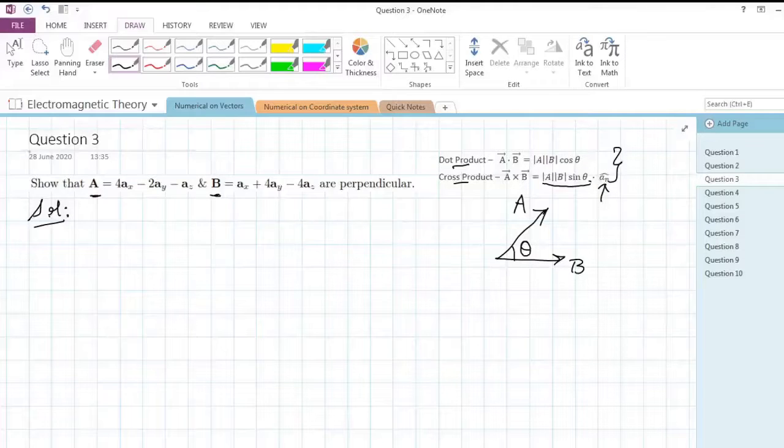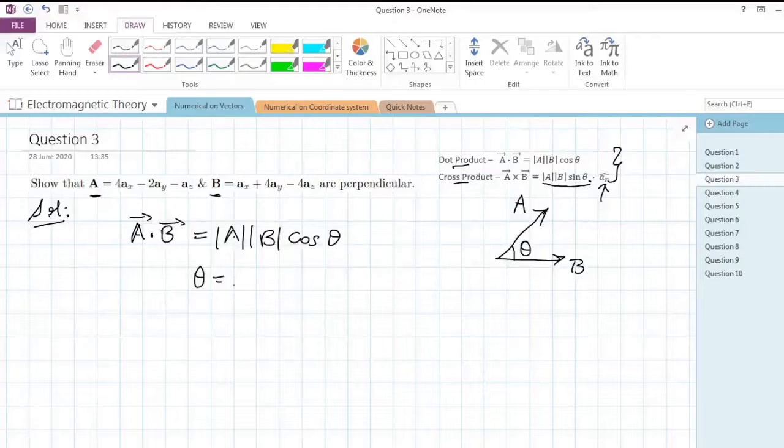So the formula, finally I'll write it down again, is this: A dot B is equal to magnitude of A into magnitude of B into cos of theta. Now if this theta is equal to 90 degrees, we have to prove this, but let's say if this theta is really equal to 90 degrees, the dot product of A and B would be 0, because cos 90 degrees is 0.